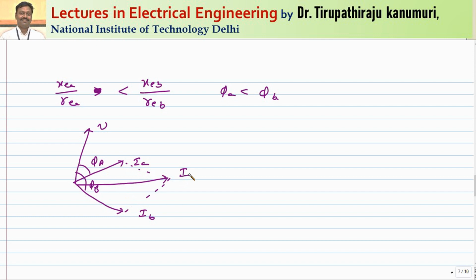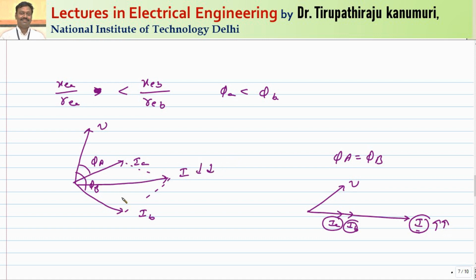So let us take the case when phi A is equal to phi B. That means XEA by REA is equal to XEB by REB. So if you are taking your voltage like this, this is my value of IA. IB is also in the same direction. So this will be my overall value of the current. If the angle is equal to 0, you can get the overall current for the same magnitude of IA and IB. If the angle between them is 0, I will be far greater than the case where IA is less because it is a vector sum.